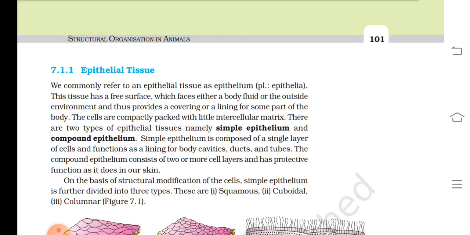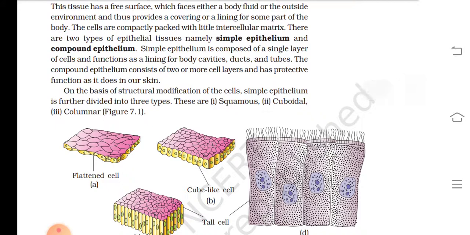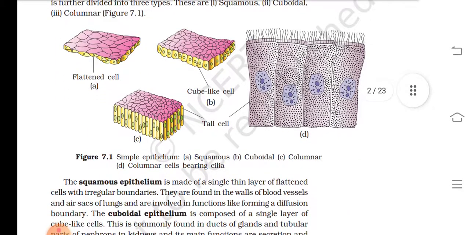The cells are compactly packed with little intercellular matrix. There are two types of epithelial tissue, namely simple epithelium and compound epithelium. Simple epithelium is composed of a single layer of cells and functions as a lining for body cavities, ducts, and tubes. The compound epithelium consists of two or more cell layers and has a protective function, as it does in our skin. On the basis of structural modification of the cell, simple epithelium is further divided into three types. These are squamous, cuboidal, and columnar, as given in figure 7.1.